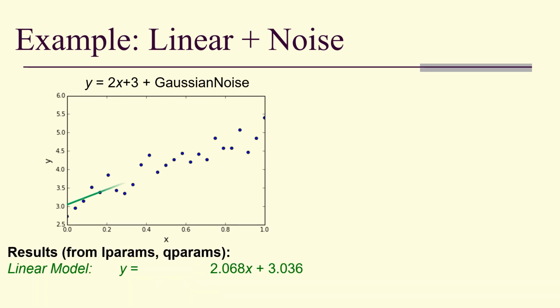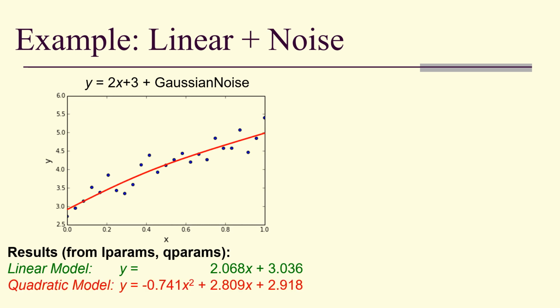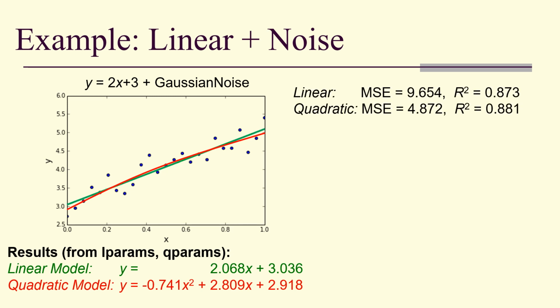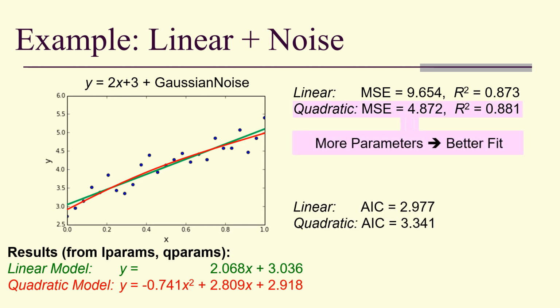So here's what the comparison tells us. The linear model looks like this, and the quadratic model looks like that. Notice the coefficients are very different, so it's not a question of them being close in some sense. The linear, of course, has a mean squared error that's bigger than the quadratic mean squared error. It has an r squared, a coefficient of determination, which is less than the quadratic. In other words, more parameters gave us a better fit.